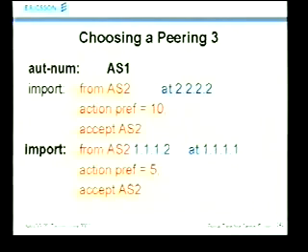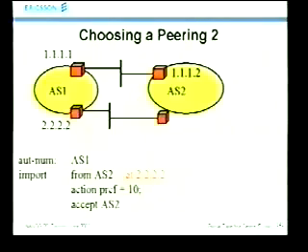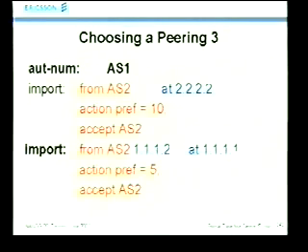And this is what you might do in practice. Autonomous system object for AS1 from AS2 at 2.2.2.2, action pref equals 10, accept AS2, and from AS2 1.1.1.2 at 1.1.1.1, action pref equals 5, accept AS2. So in other words, I'm choosing between these peerings. Okay, I'm saying which I prefer most, and if that's not available, what I'll take next. And the lower this value, the higher the preference. Okay?